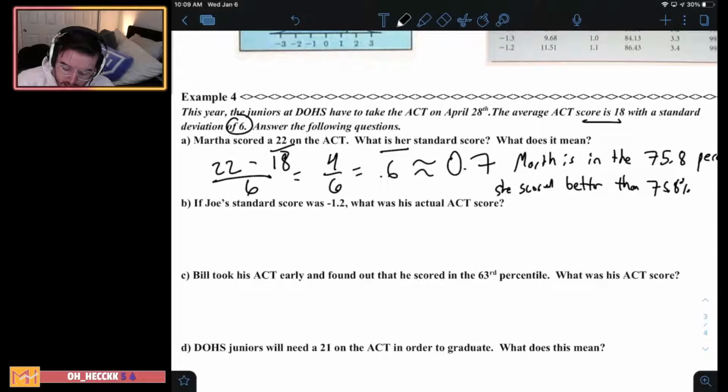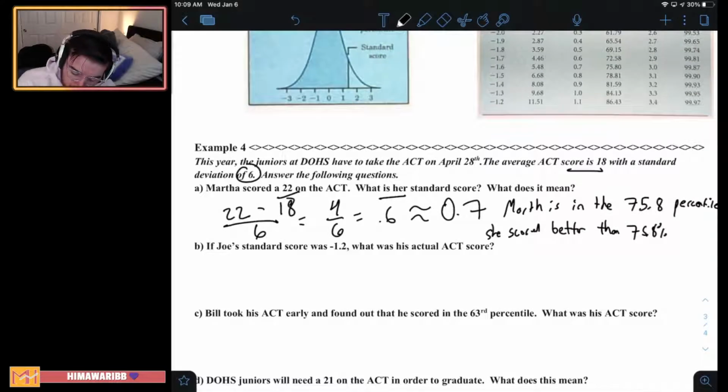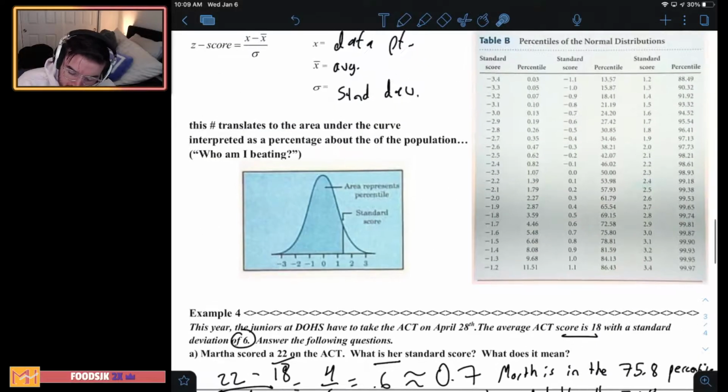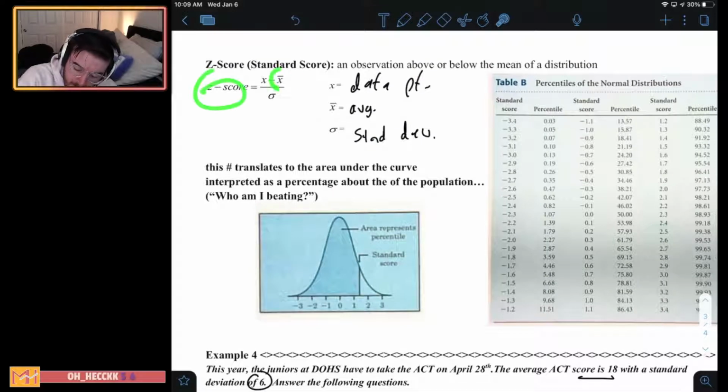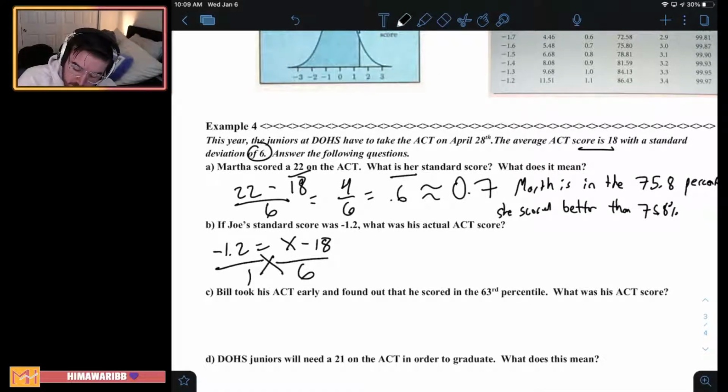If Joe's standard score was negative 1.2, what is his actual score? So we know the z-score, the average, and the standard deviation. We just don't know his score. So we're working our way backwards, and we're going to cross multiply.